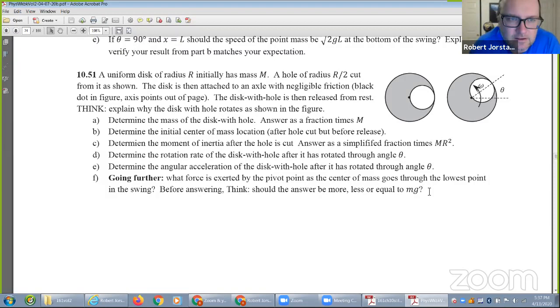Okay. Disk, and so on. You have a hole of radius r over 2 cut from it as shown. The disc is then attached to an axle. Negligible friction. Love that. Okay, got it. The disc with the hole is released from rest. And now think to yourself, when you release it, does it make sense to you that the hole rotates upwards? I hope that makes sense.